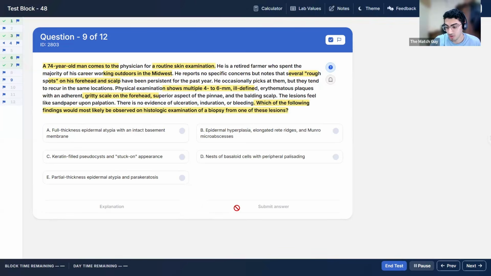Okay, amazing. So let's try to eliminate, guys. First of all, nests of basaloid cells with peripheral palisading. This is the answer for which condition? Exactly, basaloid cells, peripheral palisading. This is basal cell carcinoma. Okay. Epidermal hyperplasia, elongated rete ridges, and Munro microabscess. Neutrophilic accumulation in the epidermis. This is the correct answer for which condition? Exactly, psoriasis. Okay, this is the correct answer for psoriasis.